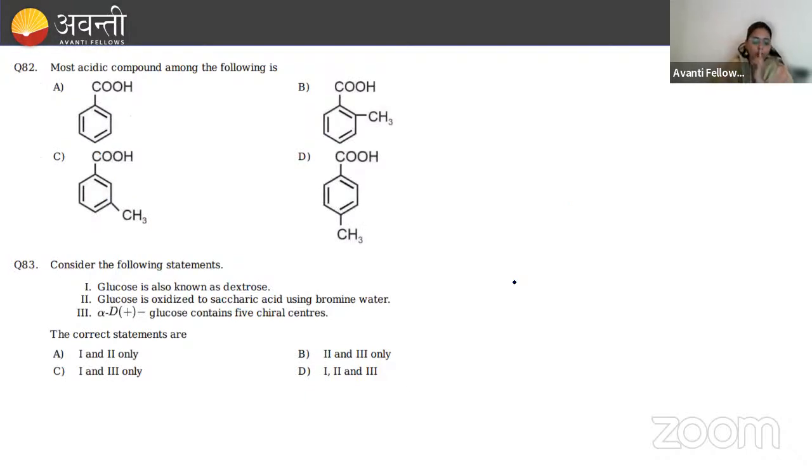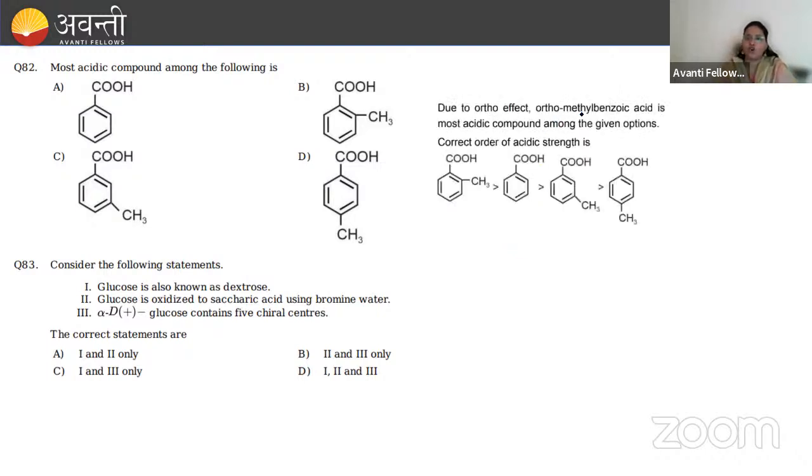Next, 82. What will be the answer for 82? Most acidic compound among the following is. Which is the most acidic compound? A, B, C, D. Very easy. Which is most acidic? So here which effect do we have to consider? We have to consider the ortho effect. So ortho-methyl benzoic acid is most acidic here.